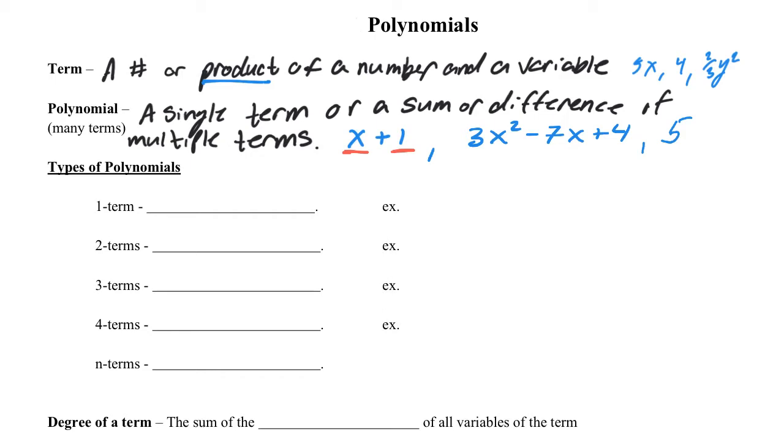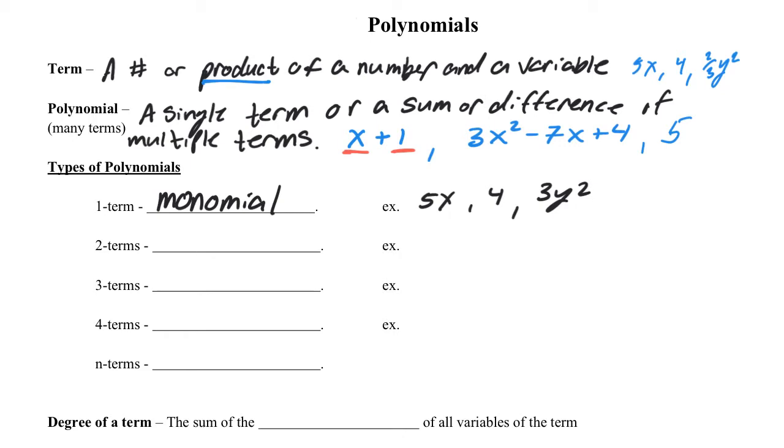A one-term polynomial is called a monomial. So it has only one term. Something like 5x or 4 or 3y squared. Those are all monomials, and you'll notice that there's no addition, no subtraction. We're not linking multiple terms, there's only one.